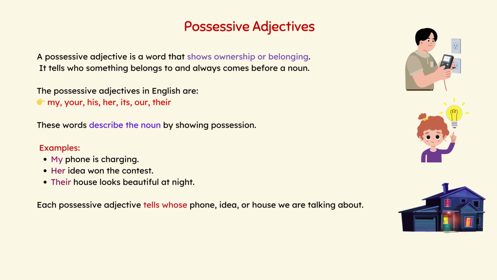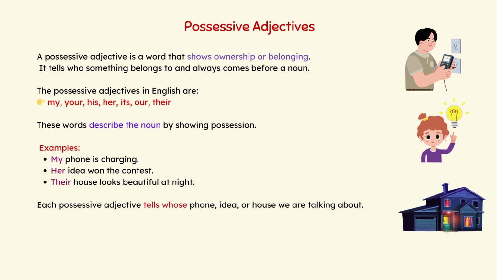A possessive adjective is a word that shows ownership or belonging. It tells us who something belongs to, and it always comes before a noun. In English, the possessive adjectives are my, your, his, her, its, our, and their. These words describe a noun by showing possession.